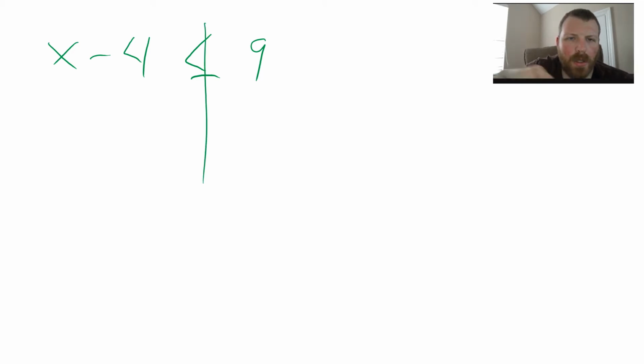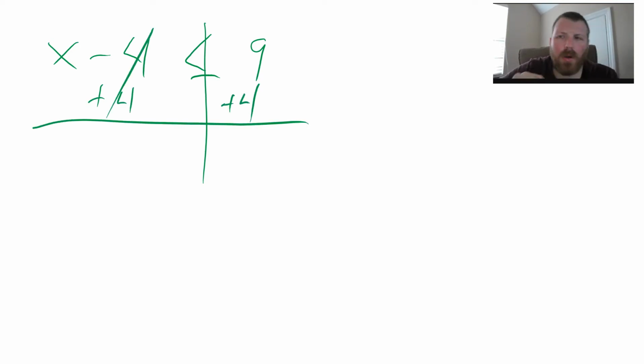We draw our line. We look at what we have on the left-hand side. On the left-hand side, we have an x. So therefore, we're going to have to move the 4. The 4 is negative, so to get rid of that 4, we have to add the 4 to both sides. We're going to cross it out. We're going to bring down our x like we always do. We're going to bring down our symbol. In this case, we have a less than or equal to symbol. We're going to add. 9 plus 4 is 13.